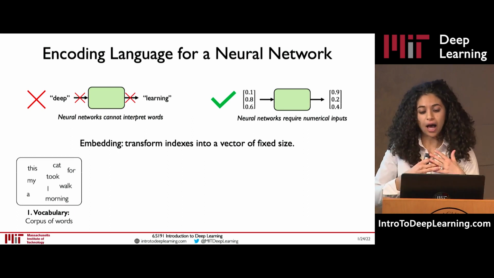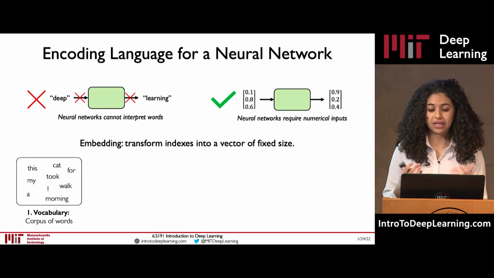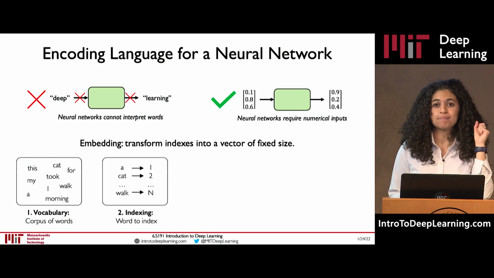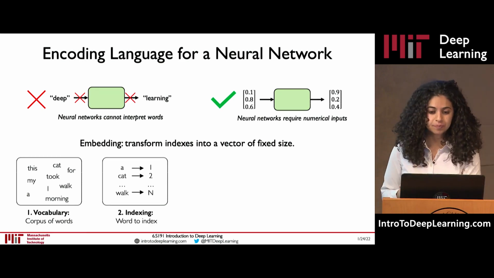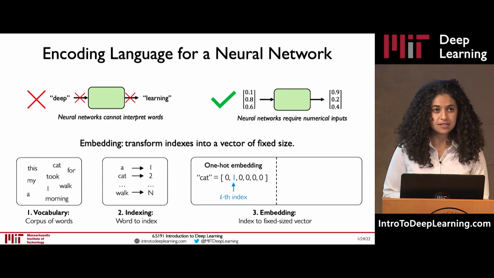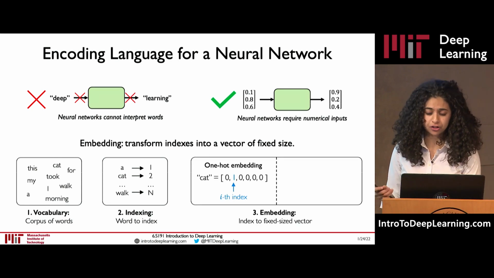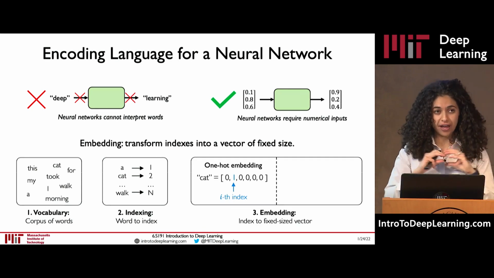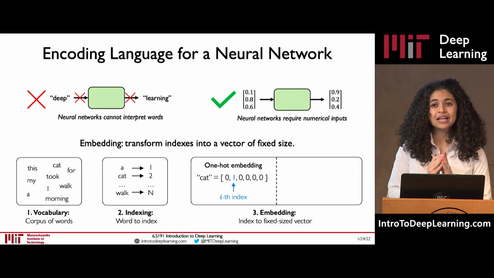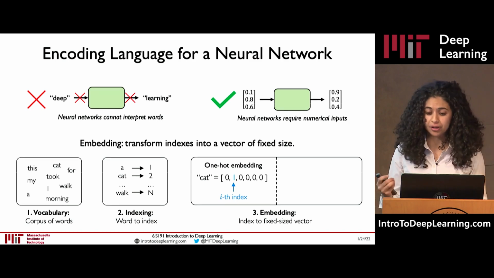What's the overall space of unique words in your corpus, in your language? From this vocabulary, we can then index by mapping individual words to numerical unique indices. And then these indices can then be mapped to an embedding, which is just a fixed length vector. One way to do this is by taking a vector, right, whose length is just going to equal the total number of unique words in our vocabulary.